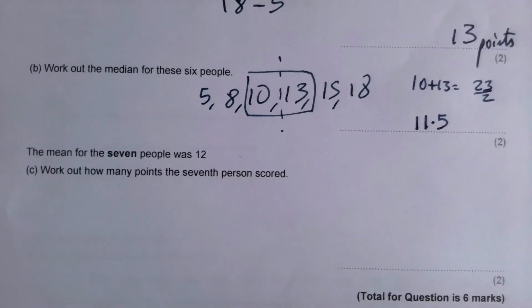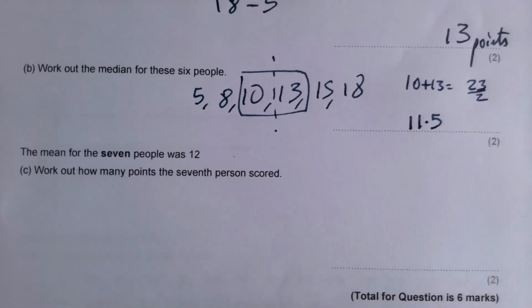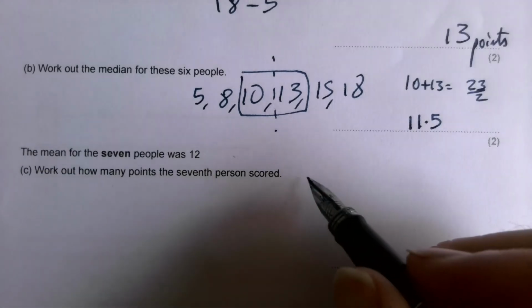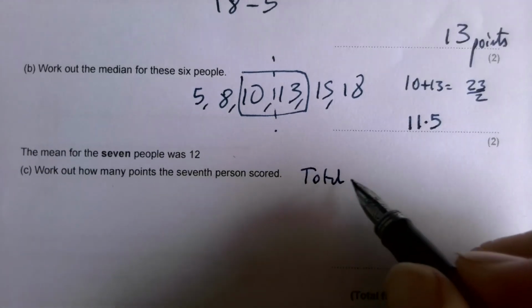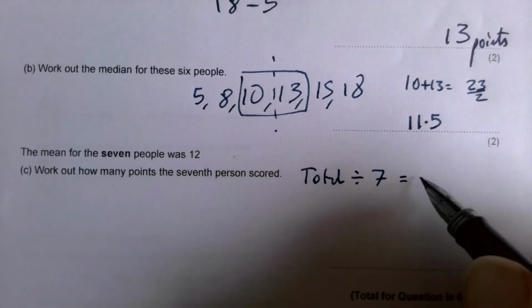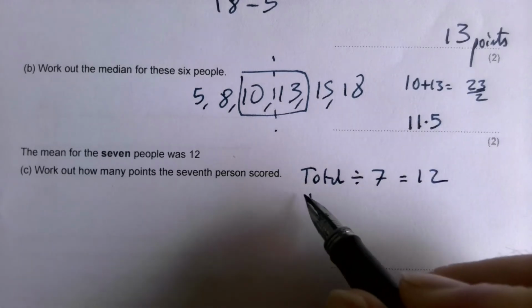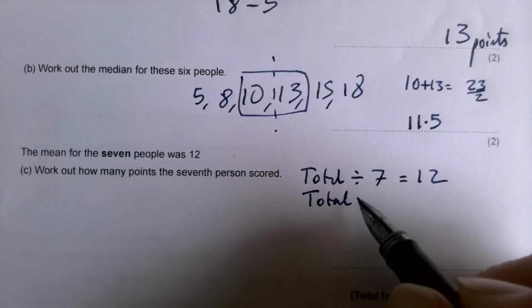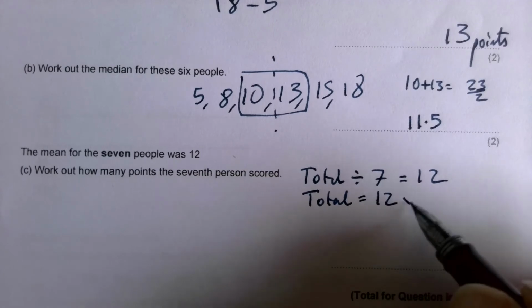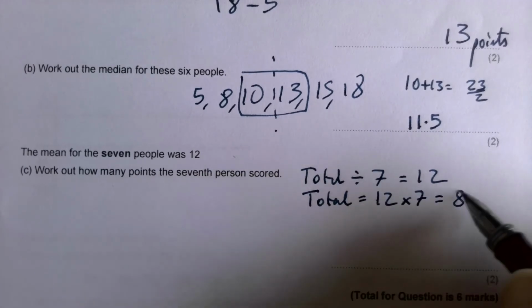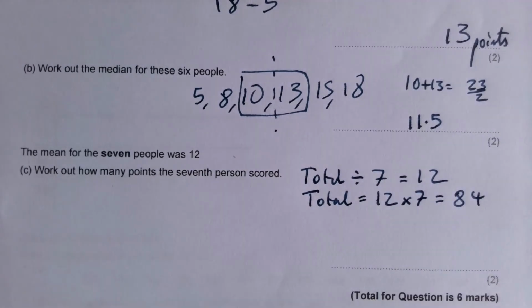And the last question, the mean for 7 people was 12. So that means the total divided by 7 equals 12. So the total is going to equal 12 times 7, which is 84.